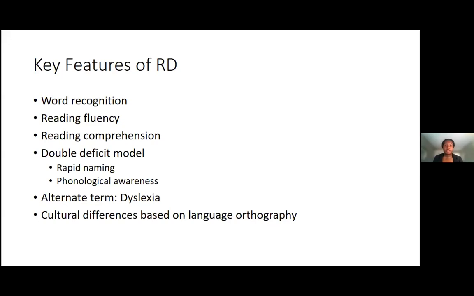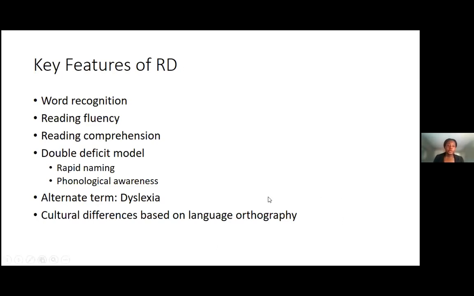We may also see difficulties with reading comprehension. So for example, this might be a child who is able to read the text accurately, but is struggling to understand how the words or the concepts are sequenced or the relationships within what they are reading, or to be able to make inferences from what they are reading.